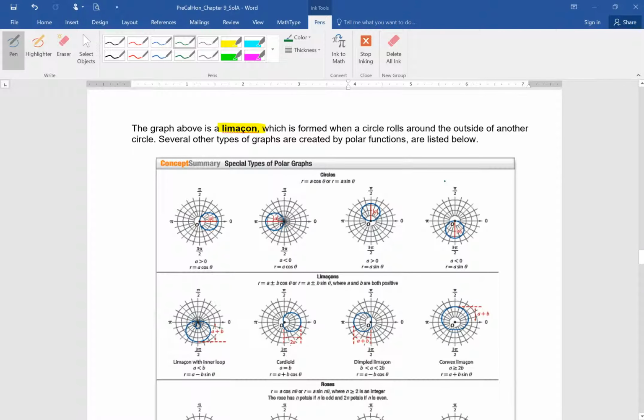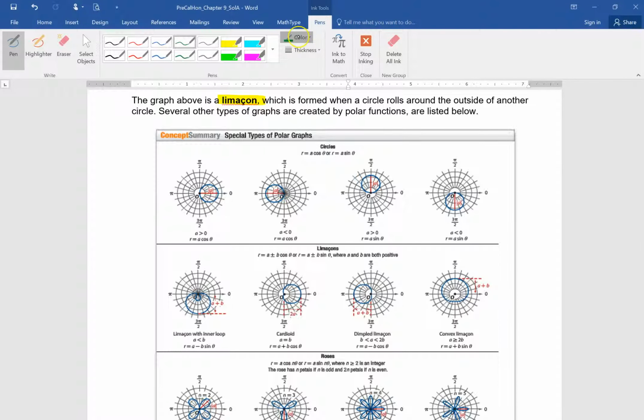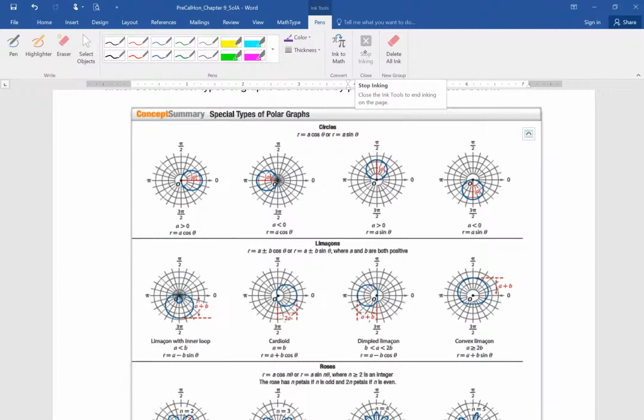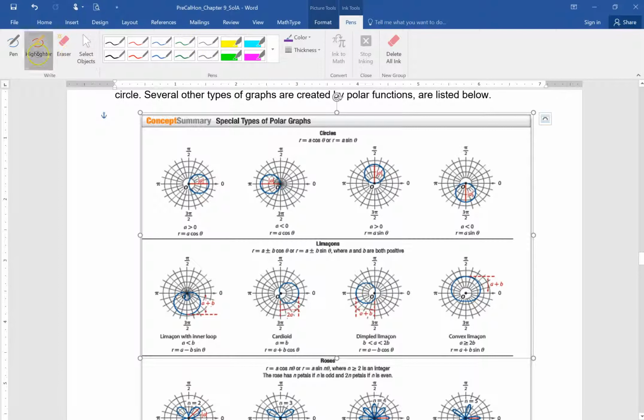Now, there are many different types of graphs. Just like in the world of algebraic functions, you've got your square root graphs, and your parabolas, and your cubic graphs, and so on and so forth. So in here you have your various types of graphs. There are circles, and they look like, well, circles. And you get a circle if your equation looks like this: r equals a number cosine theta or a number sine theta. That's the first one we graphed today, remember?